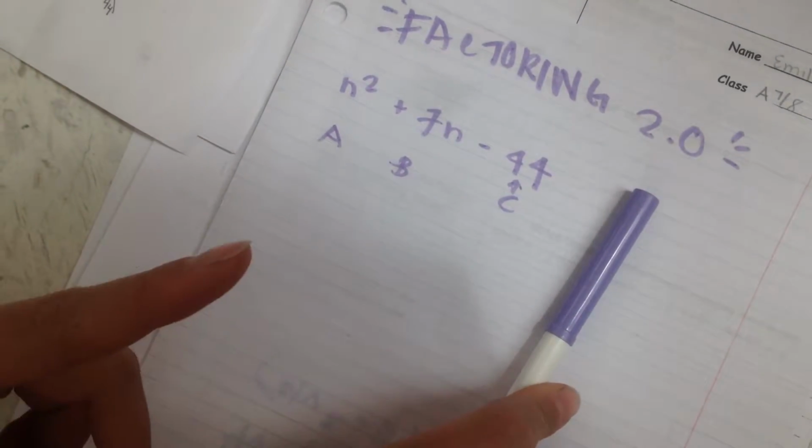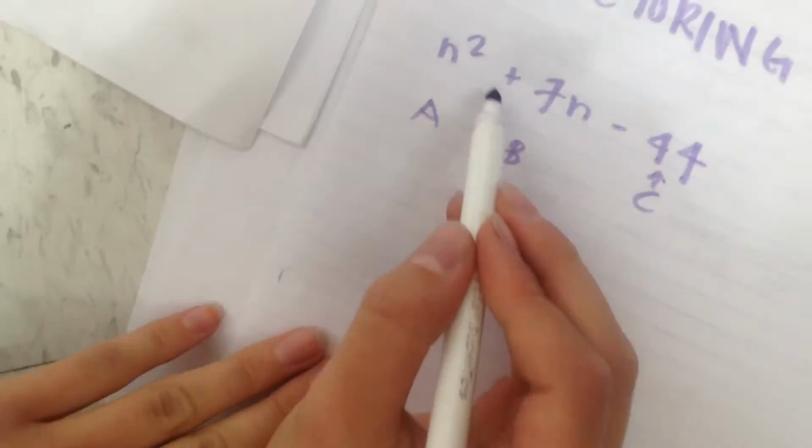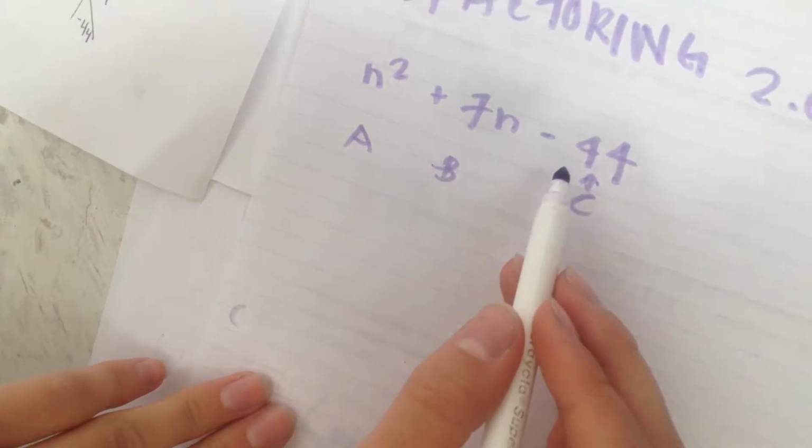There is one method to do this with a simpler equation, and then there's also a harder equation with a harder method, I guess. So anyway, back down to the problem, please. Okay, so here we have n squared plus 7n minus 44.